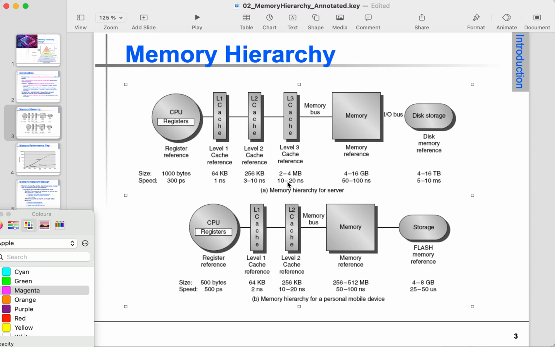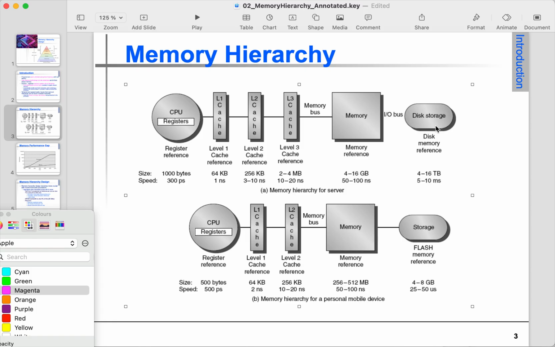Level 1 cache would be of size 64 kilobytes, while level 3 would be 2 to 4 megabytes. Main memory would be 4 gigabytes up to 16 gigabytes. And there is a huge difference in the access time. Level 1 cache can be accessed in 1 nanosecond, while the main memory in 50 to 100 nanoseconds. From the point of view of the CPU, that's a very long time.